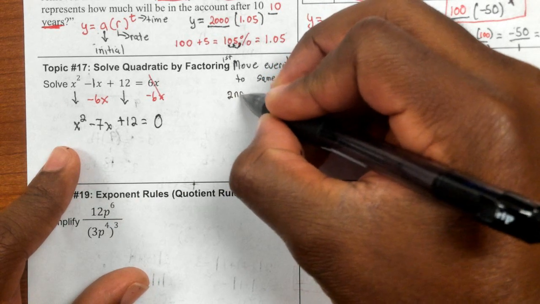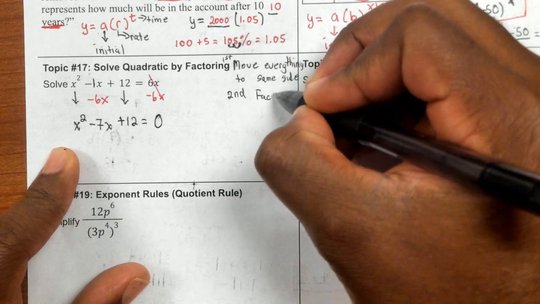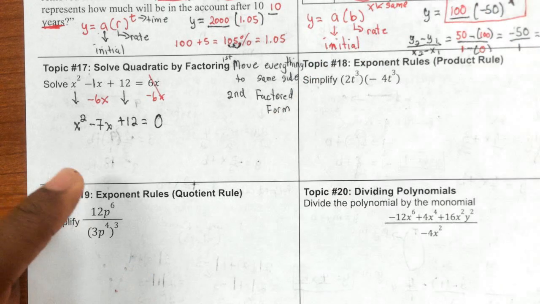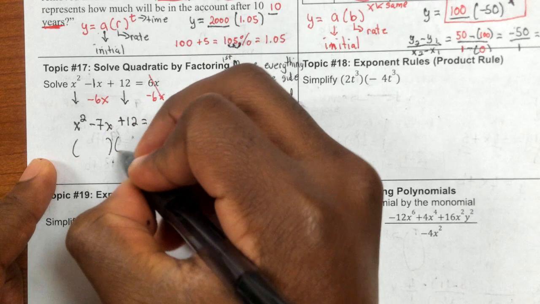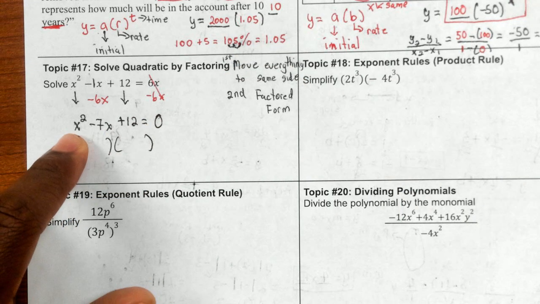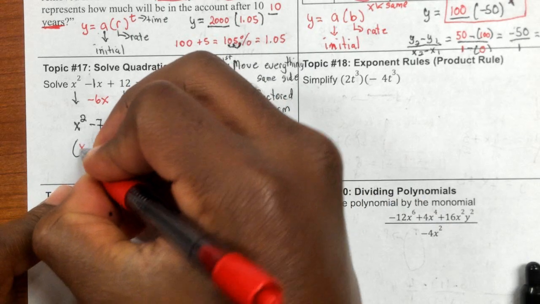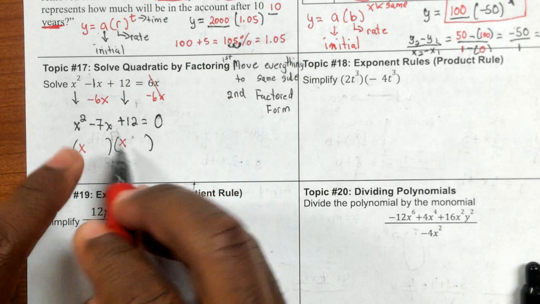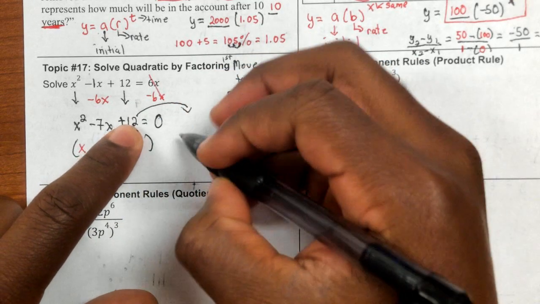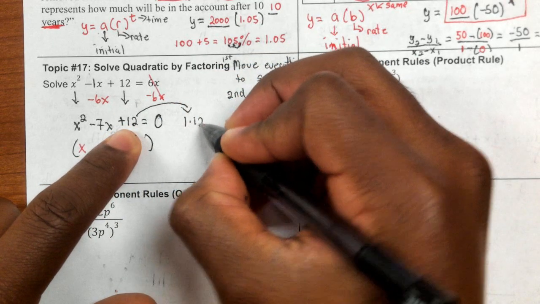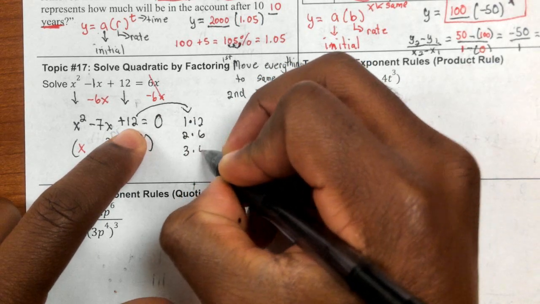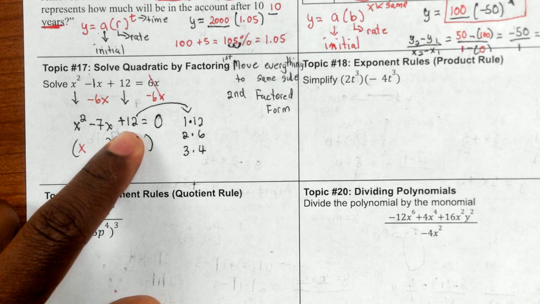Okay, so now we're going to do factored form. All right, so factored form is 2 pairs of parentheses. Okay, so now we're going to ask ourselves, what gives us an x squared when you multiply? Well, x multiplied by x is x squared, so I put 2 x's here. Okay, now I'm going to find all the numbers that multiply to give me 12, which are 1 times 12, 2 times 6, 3 times 4.